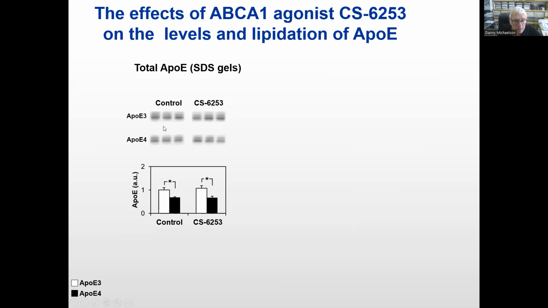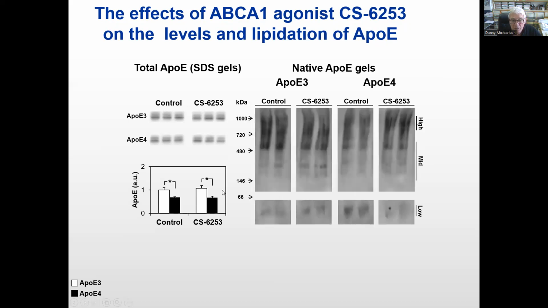As you see with the total ApoE, the levels are higher in the E3 than the E4, that's well known, and the levels are not significantly affected by CS. So there's no effect on the levels. But if we look at the native ApoE gels, which represent the amount of lipidation, you can see that the control ApoE3 shown over here is markedly more intense than the control ApoE4 over here, showing that indeed in the mice E4 is hypolipidated relative to E3.